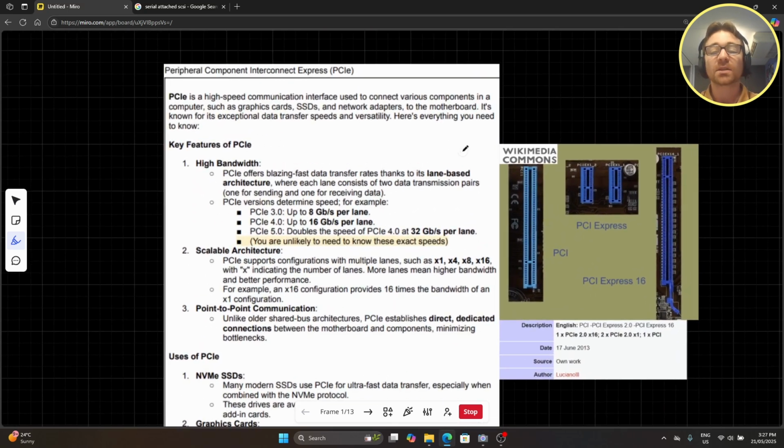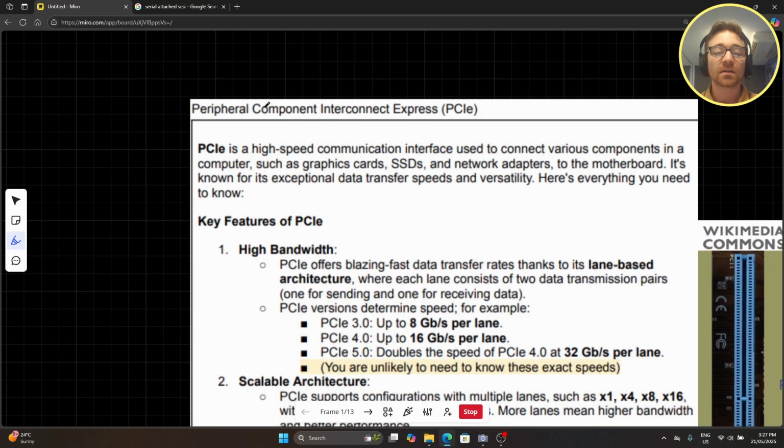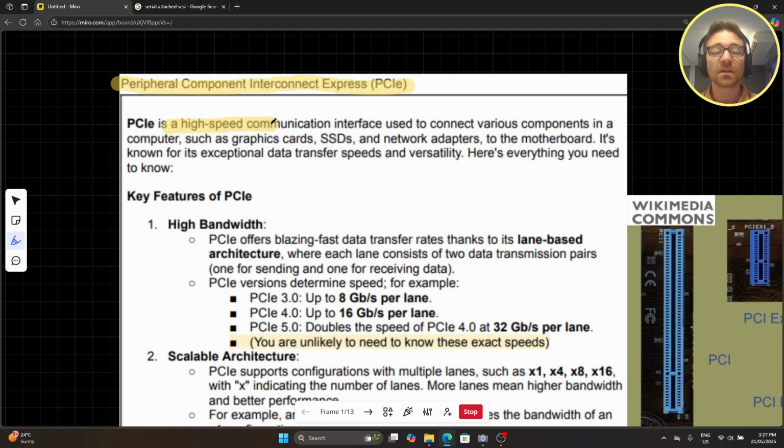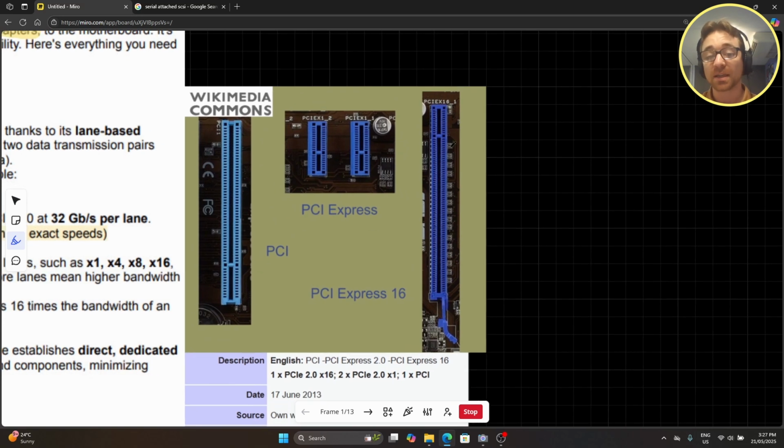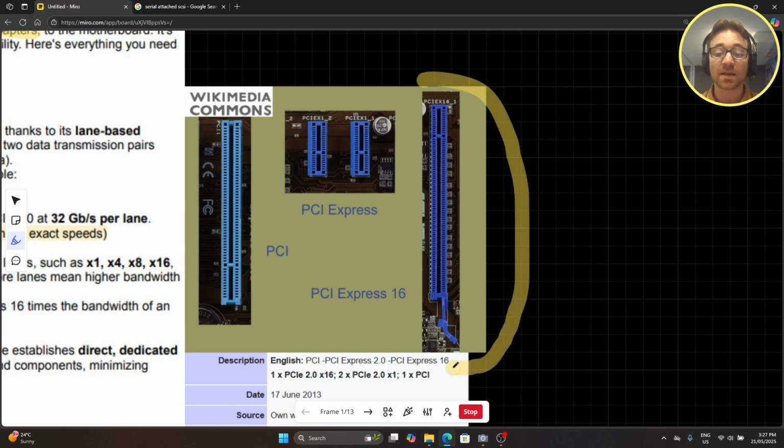Now, this is what we were talking about with the PCIe interface. We have talked about it a bit already. So PCIe, basically guys, is a high-speed communication interface used to connect various components in a computer, such as graphics cards, SSDs, and network adapters. If you have any kind of adapter, and you can also plug your hard drives in here as well, to take advantage of the high speeds of PCIe, you would put them in the PCIe slot, which looks like this.